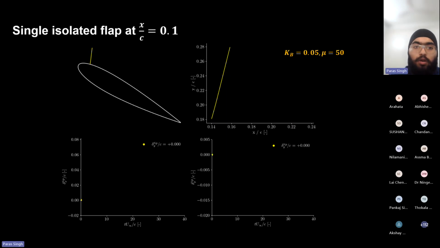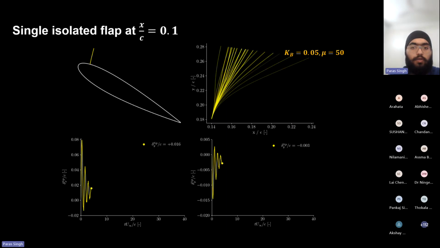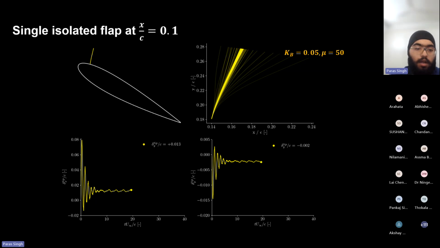Now coming on to some of the preliminary results of our simulation. First, I'll be presenting the results for single flap cases. In this case, the flap is located at x equal to 0.1 c from the leading edge of the airfoil, and the deflection envelope is presented as well as the histories of tip displacement along the downstream direction and perpendicular to the airfoil.